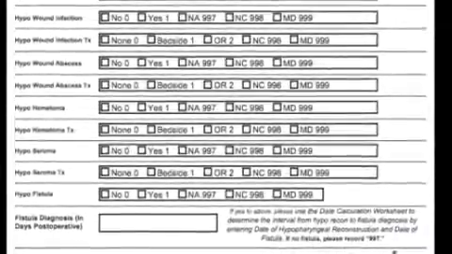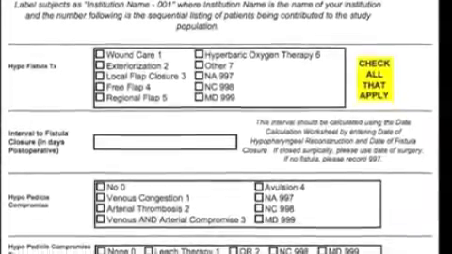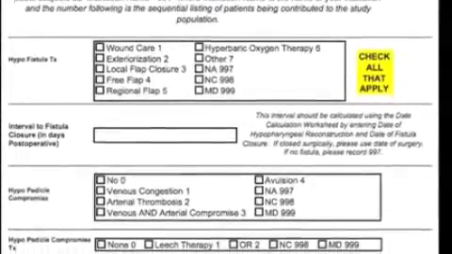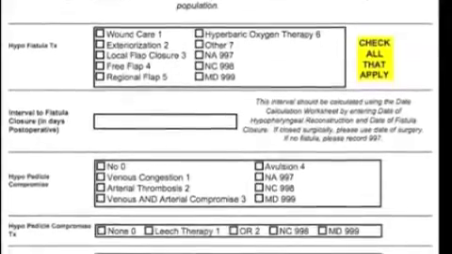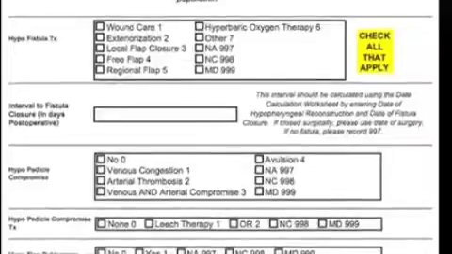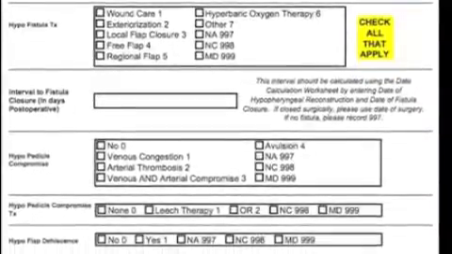Finally, at the bottom of page 5, please record whether or not each patient developed a pharyngocutaneous fistula. For each patient who developed a pharyngocutaneous fistula, please record the number of days post-operative on which it was first observed. At the top of page 6, please record all measures used in the management of any pharyngocutaneous fistula that developed. If there was no pharyngocutaneous fistula that developed for a patient, please record not applicable NA 997.